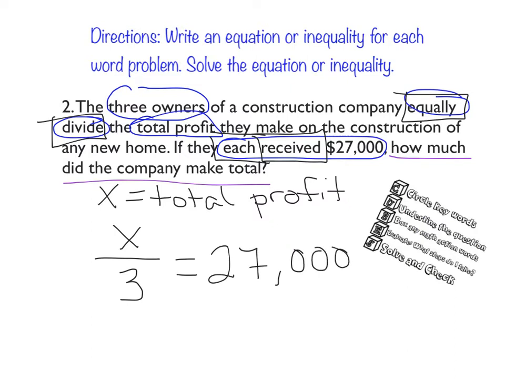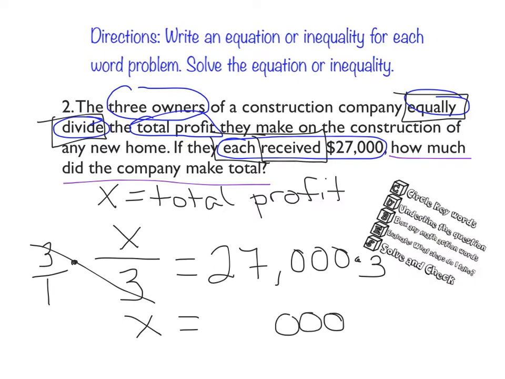Now that we have our equation, we can solve. So when we have division, we learn that we could multiply on both sides. These will cancel and we'll be left with x equals, and then you can drop your zeros. 1, 2, 3. 7 times 3 is 21. Carry your 2. 3 times 2 is 6, plus that 2 is 8. So to build the house was $81,000. And remember, label, it's a word problem.